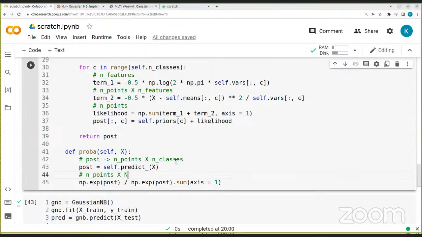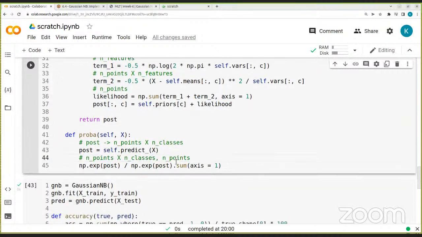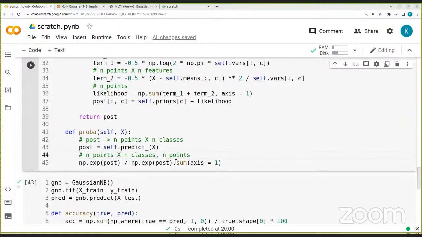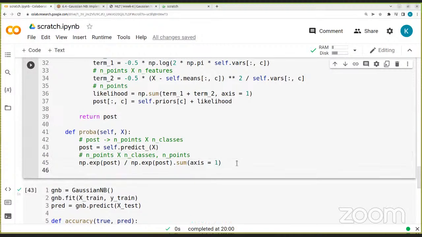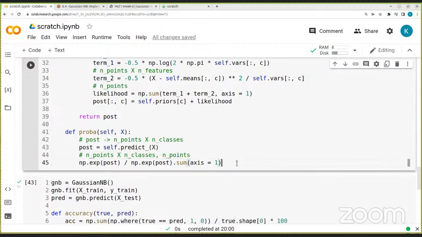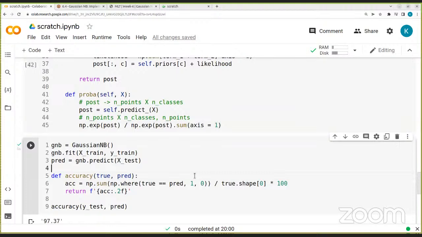Yeah, so can someone tell me what the shapes will be of these two? Number of points cross number of classes. This will be number of points. Okay, so this is a dimension mismatch. Do you see that? We can't broadcast these two. Okay, I'll just show you. Let's just run this and see what happens.